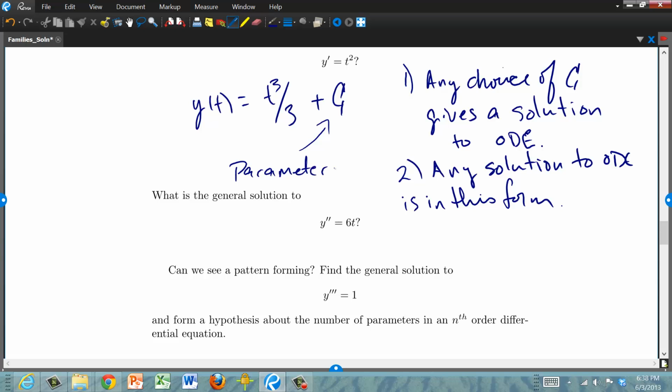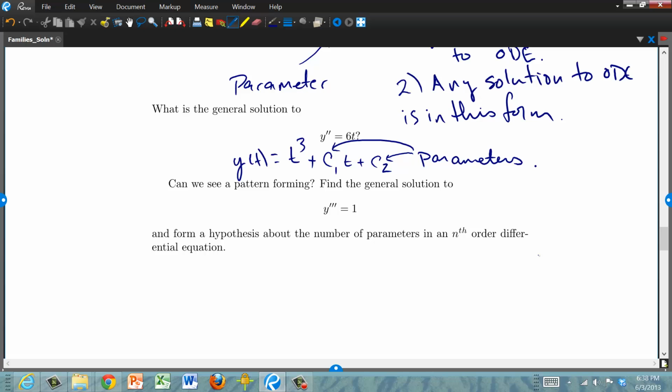Okay, what's the general solution to y double prime equals 6t? Well, if you recall, it was y of t equals, you had to have t cubed, you couldn't have 5t cubed or something like that, but you could have any linear term you like here, so I'll put c1 times t, and you could have any constant term you like here, so plus c2. That's going to be the general solution to this ODE. Any choice of c1 and c2 will get you a solution. Okay, and both of those, c1 and c2, are parameters.